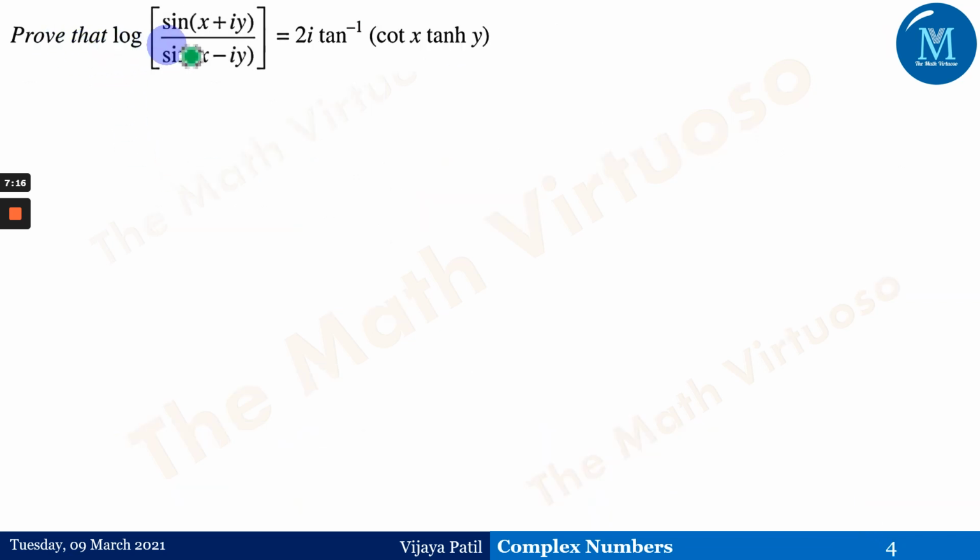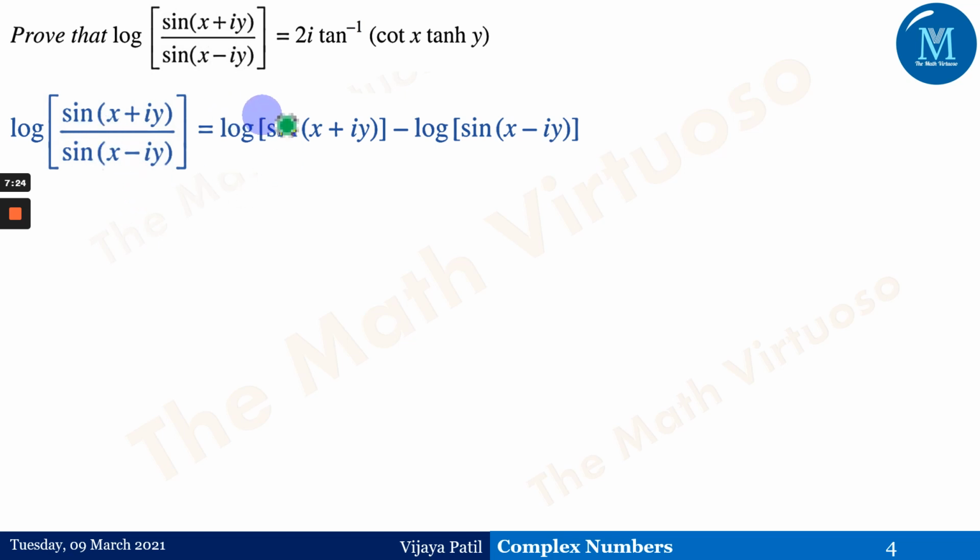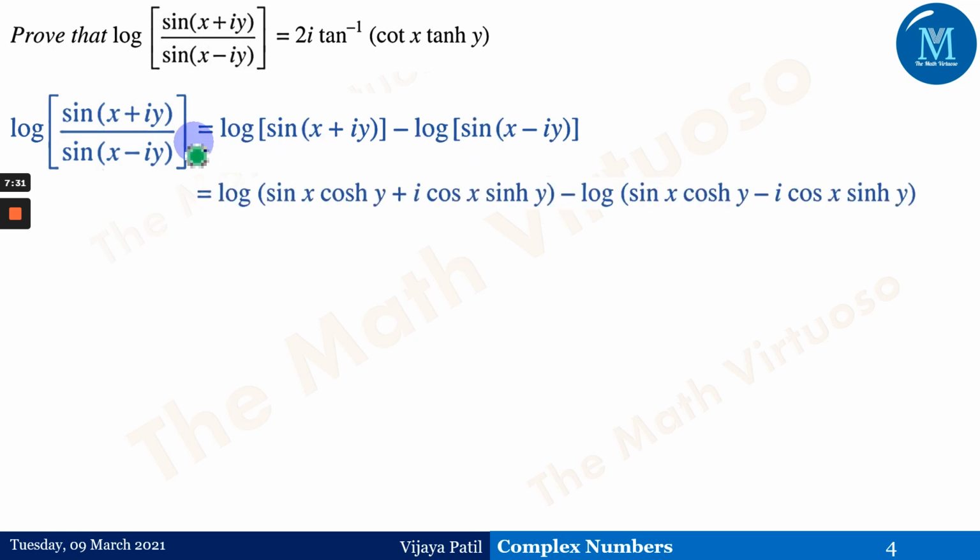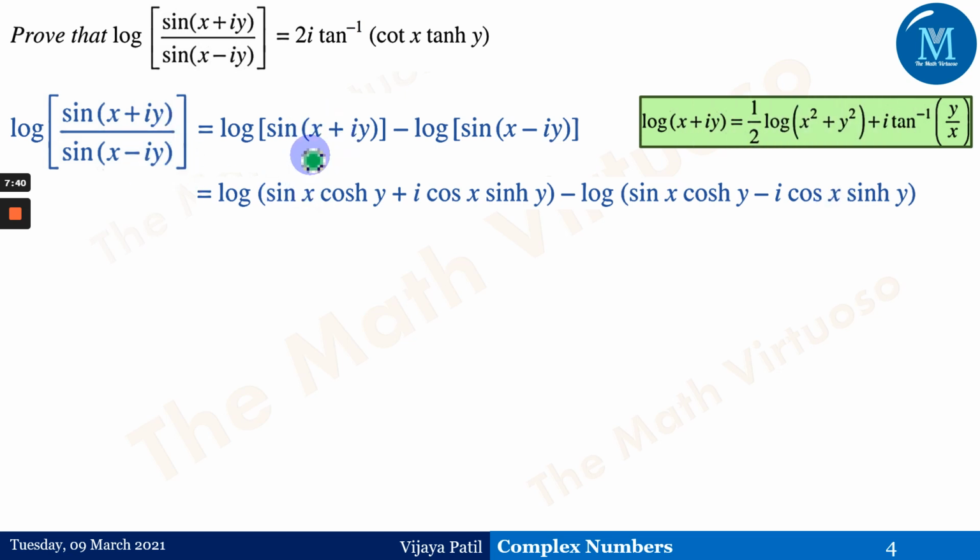Okay, then prove that log of this particular thing is equal to 2i tan inverse of cot x tan hyperbolic y. Here we have to make use of the hyperbolic functions. Now log of a by b is log of a minus log of b, which is equal to, now sine of a plus b, the expansion is giving this, sine of a minus b, the expansion is here. But again you must remember to follow the sessions on hyperbolic functions, because of these expansions here. It's sine x and cos hyperbolic y.